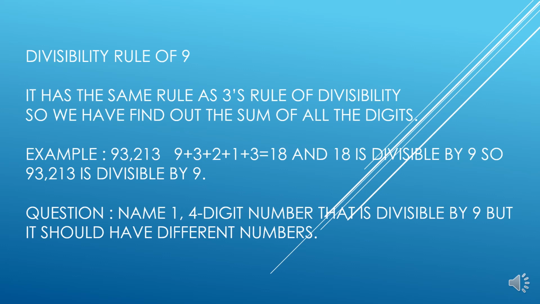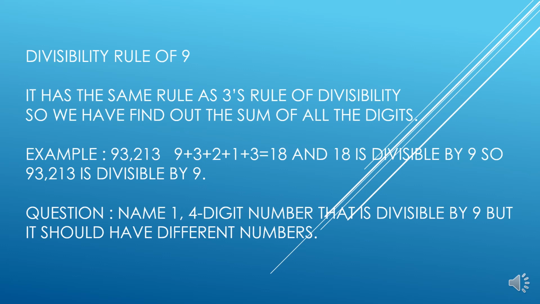93,213. So we have to add 9 plus 3 plus 2 plus 1 plus 3. And when we add, we get 18. And 18 is divisible by 9. So 93,213 is divisible by 9.